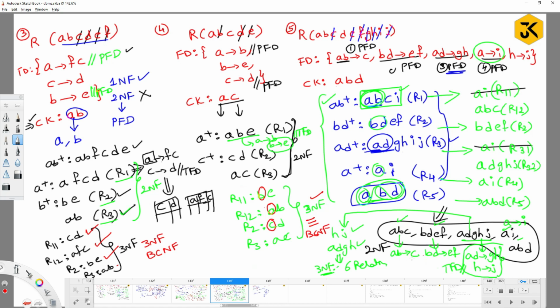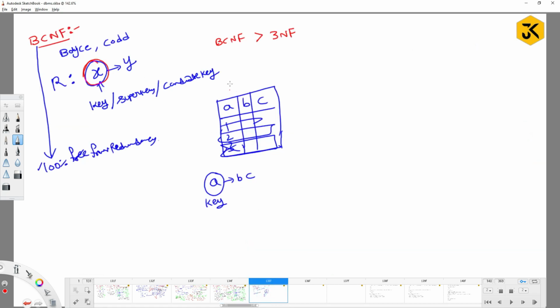Similarly, for this also, H determines J is BCNF, AD determines GH is BCNF, AB determines C is BCNF, B determines EF is BCNF, and A determines I is also BCNF. So everything is following, and it is also in BCNF. So if I say clearly, BCNF is stricter than 3NF. That's the reason BCNF is going to eliminate 100% redundancy.